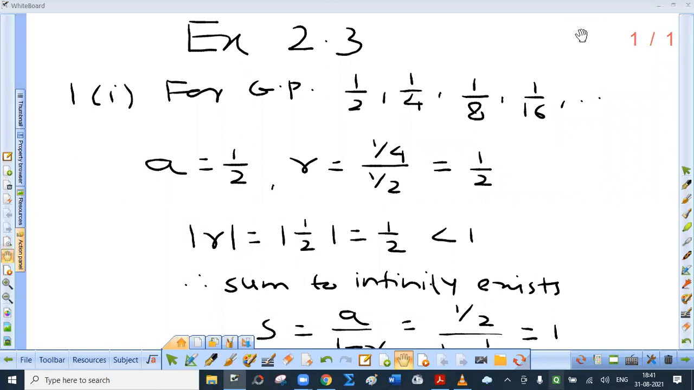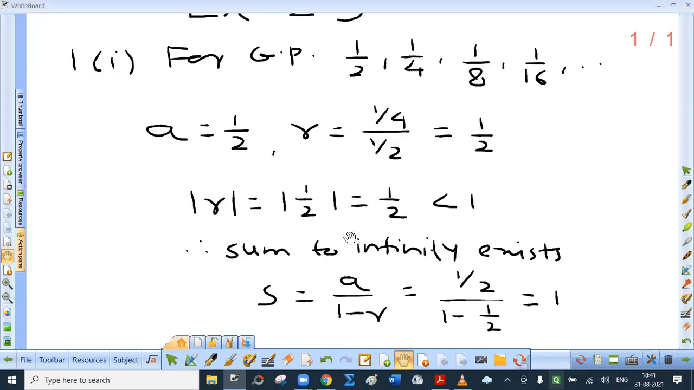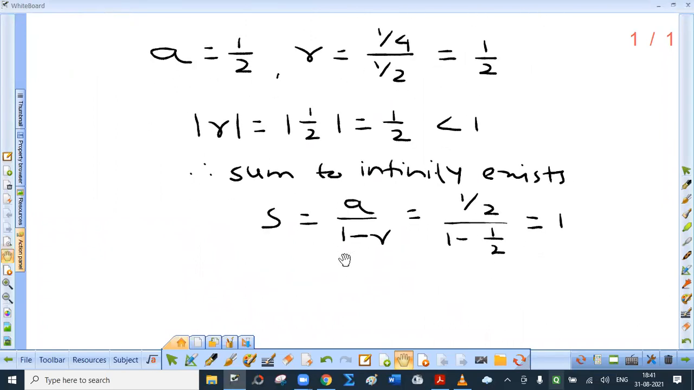What is modulus of 1 by 2? 1 by 2. Is it less than 1? Yes, it is. So sum to infinity exists. And what is the formula for that? S equal to a upon 1 minus r. Substitute the values to get sum to infinity as 1.